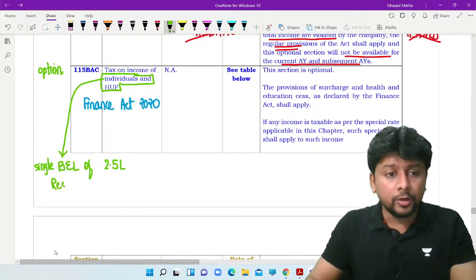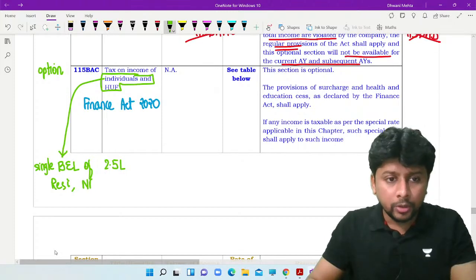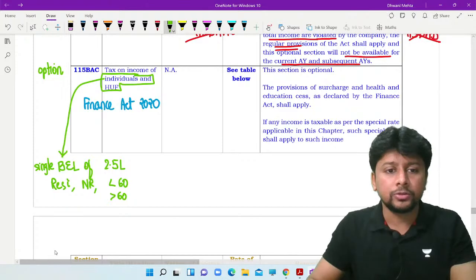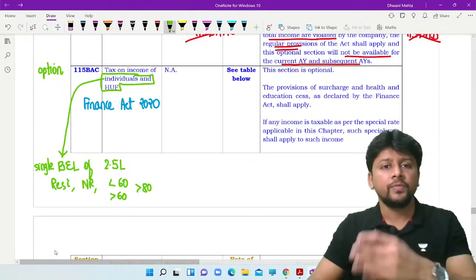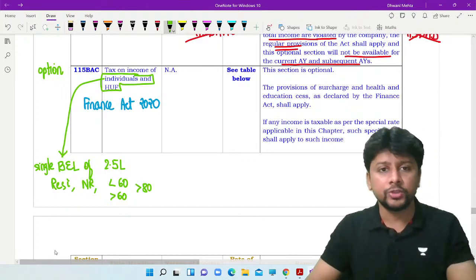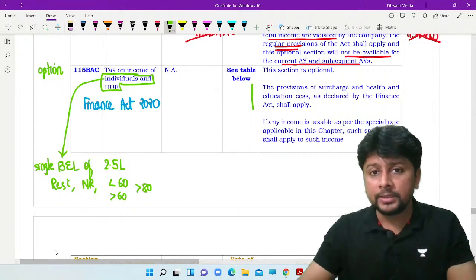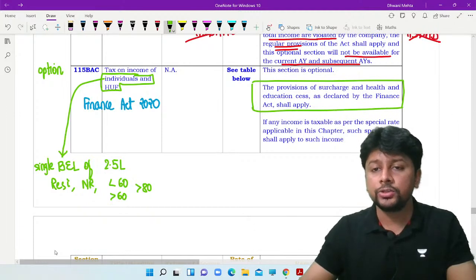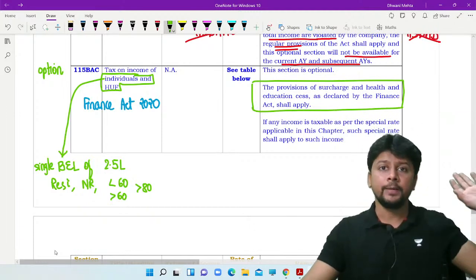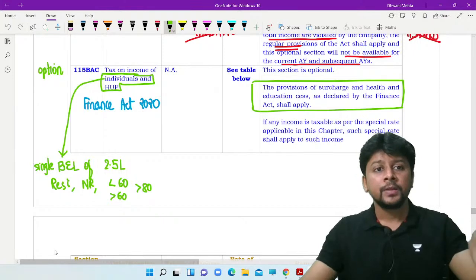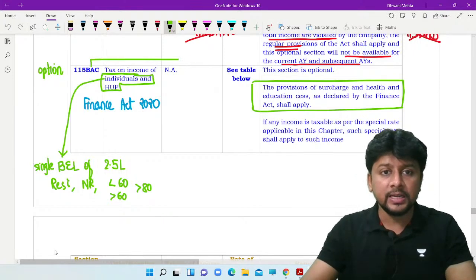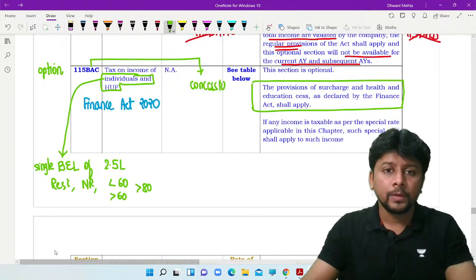This is the same for resident also, non-resident also, less than 60 years also, greater than 60 years also, greater than 80 years also. Everybody is covered here. Single basic exemption limit. Remember, there is no concept of mandatory surcharge. Surcharge and health and education cess will apply as per the budget only. The only change that 115BAC is bringing about is that it is providing you concessional slab rates.